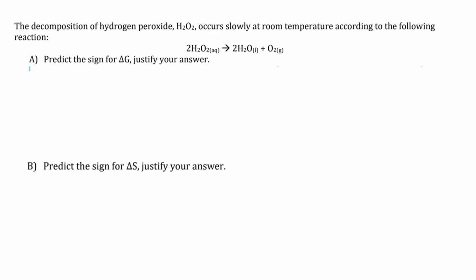The decomposition of hydrogen peroxide, H2O2, occurs slowly at room temperature according to the following reaction. Predict the sign for delta G and justify your answer. This says the reaction occurs slowly at room temperature, so over time this is going to happen. So delta G would be considered negative.